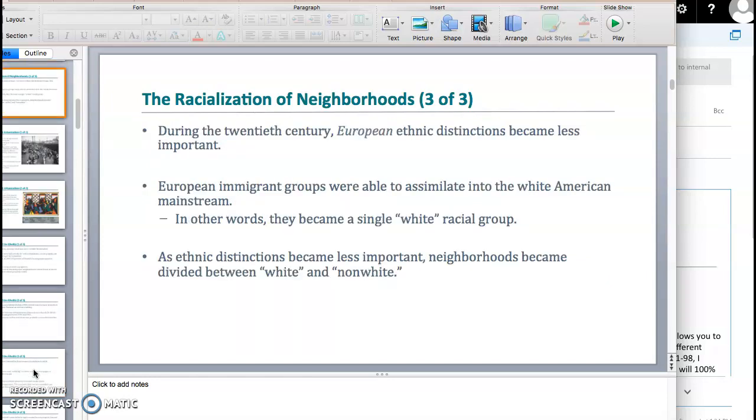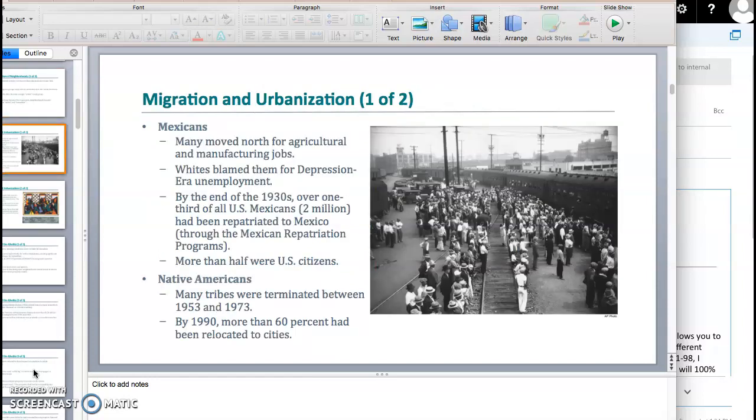During the 20th century, in another class I discuss how people became white. The ethnic distinctions became less important because European immigrants, at the time thought of as ethnics, were able to assimilate into the white mainstream, and they took the term white as their own, becoming a single white racial group. So this is just some pictures of the immigration in the 1930s.